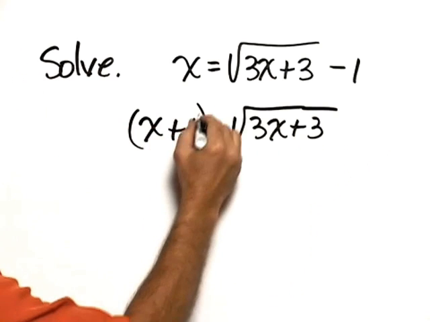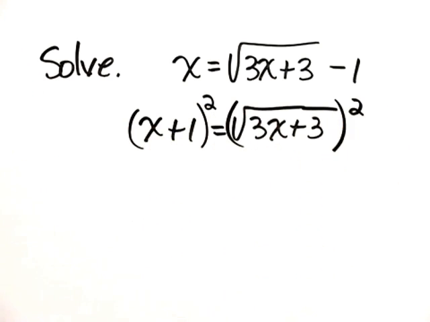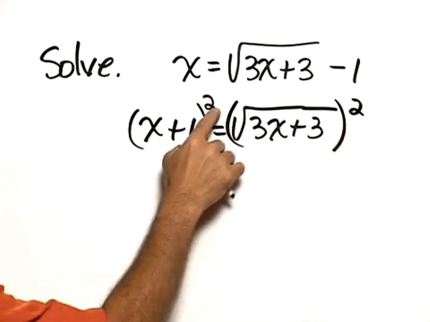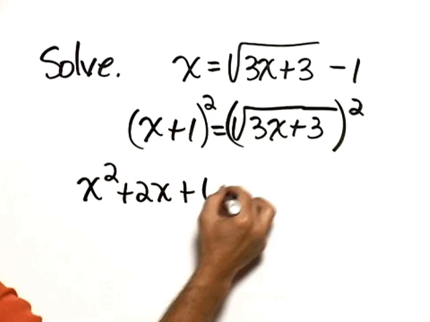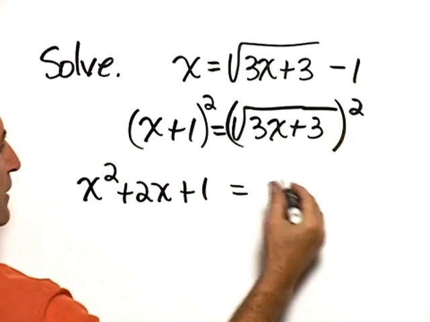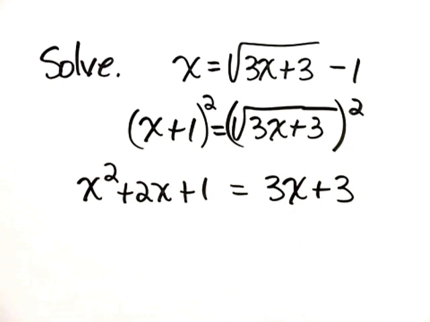Put parentheses around the x plus 1 and square it, and then square the expression square root of 3x plus 3. On the left-hand side, we're going to expand this binomial squared. It becomes x squared plus 2x plus 1. And on the right-hand side, we have a square root squared, so we just get the radicand 3x plus 3.